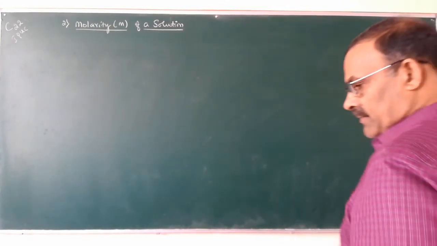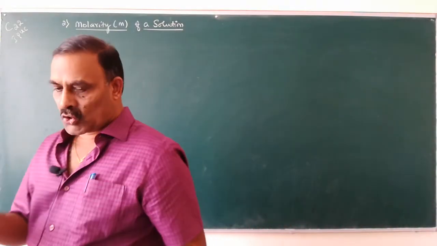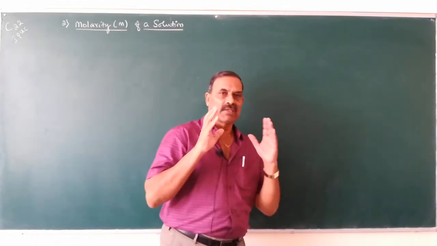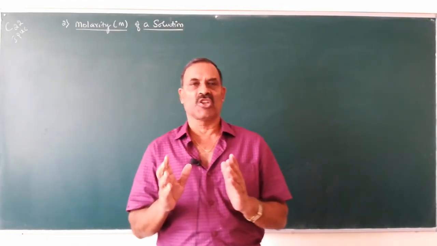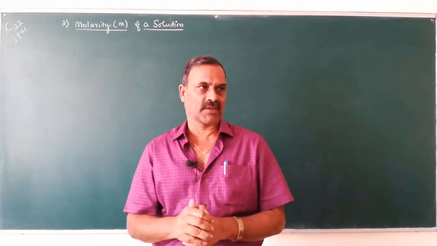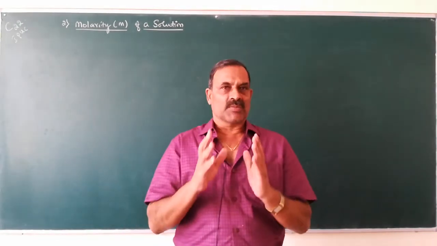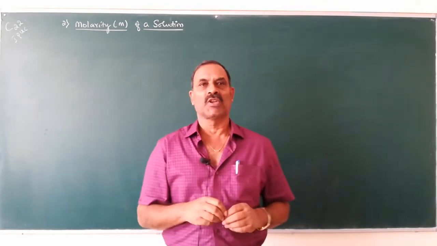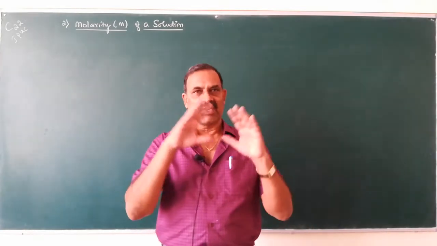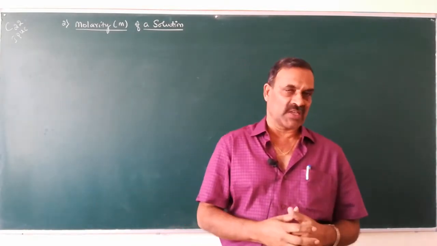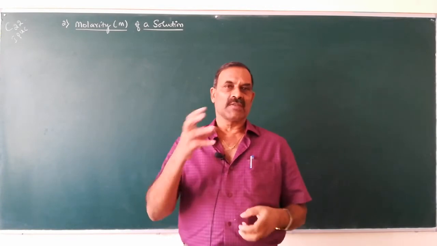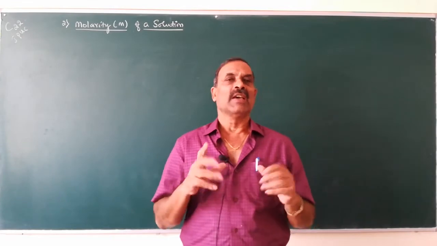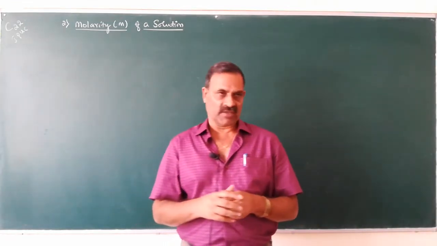So, dear students, in the last class, I told you what is a solution. A solution is a homogeneous mixture of solute and solvent. The substance which is present in smaller proportion in the solution is called solute, and the substance which is present in larger proportion is called solvent. When a solute is mixed with the solvent, you will get a homogeneous clear solution. That is what is known as a solution.